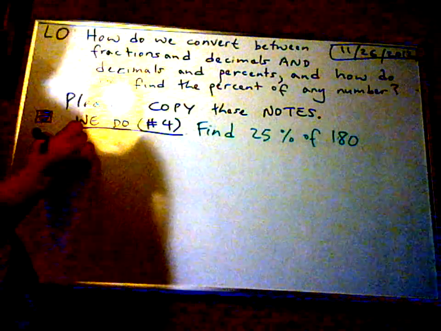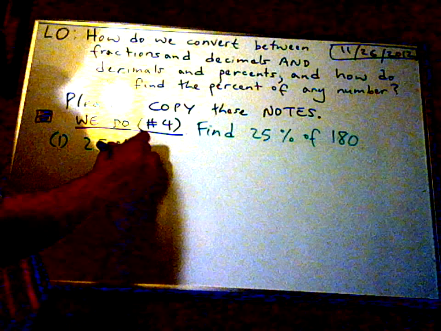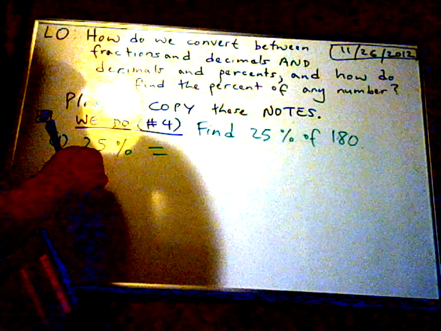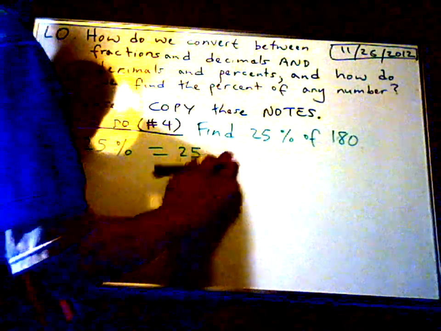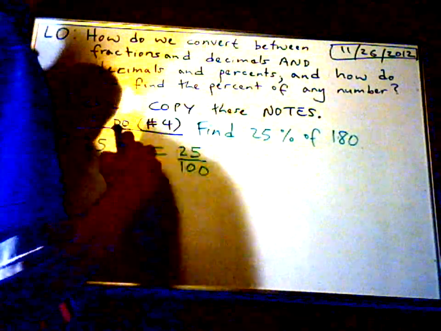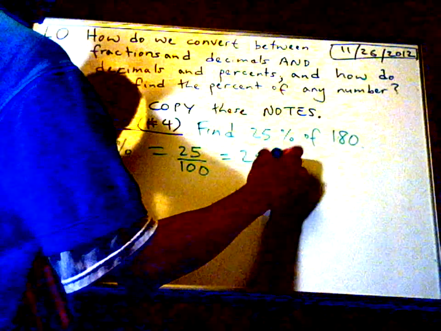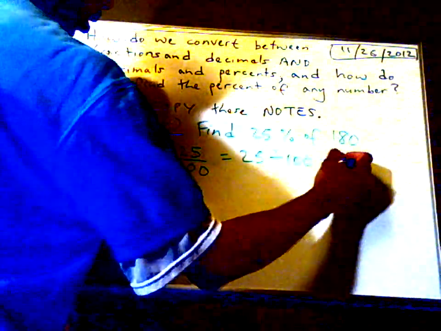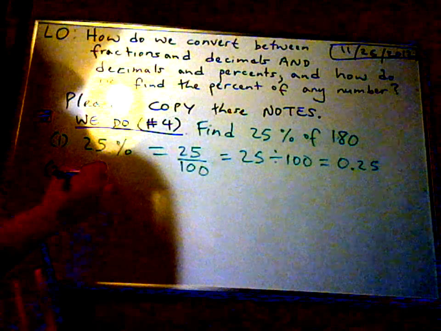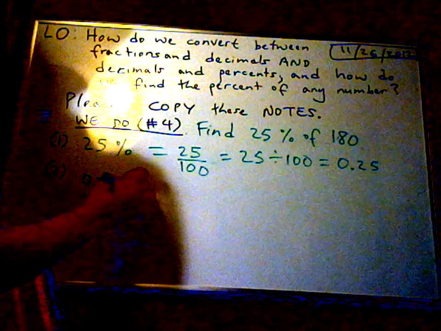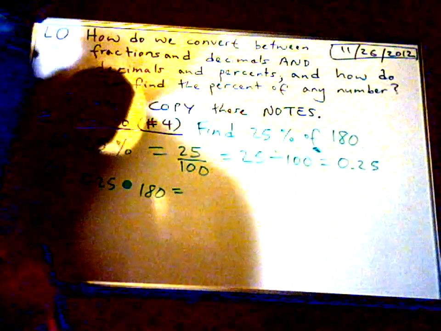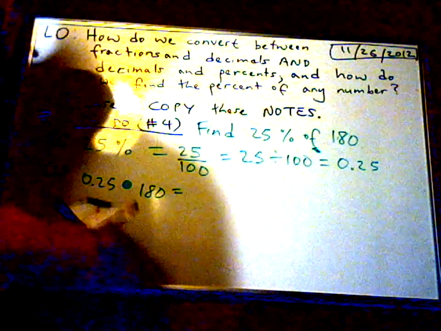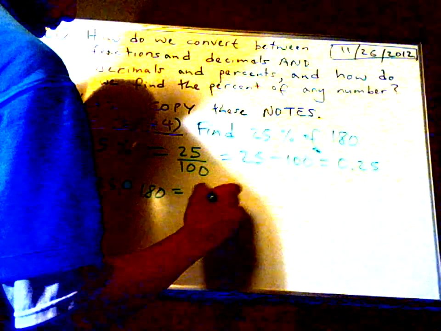So first thing we do is we note that 25% is the same as, what does percent mean? It means 25 out of 100. So 25% becomes a division problem: 25 divided by 100 is equal to 0.25. In step 2, I take 0.25 and I multiply by 180, because "of" means that I'm multiplying. And when I do that, I get 45.